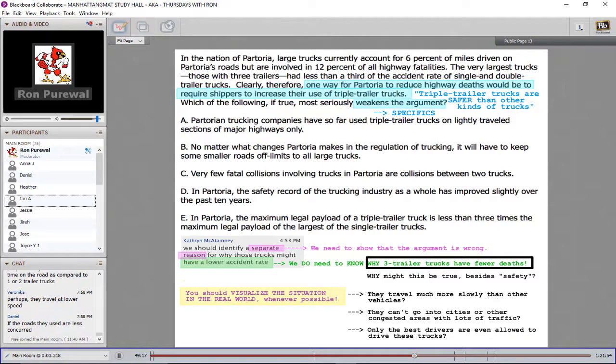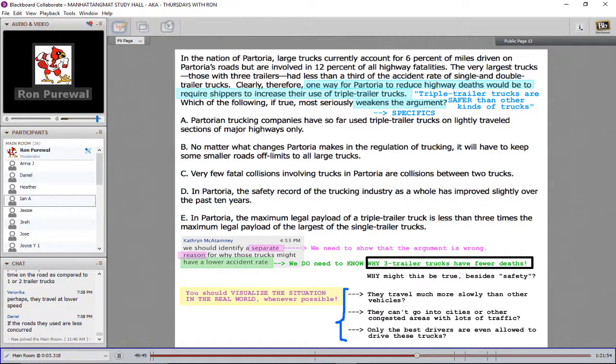Meaning maybe you're not even allowed to drive these unless you have a proven safety record. So, in other words, it's not the trucks that are safe, it's the drivers. It could be that, too. So this is also another thing that you should do when you review the problems: you should see if you can invent other correct answers to the problem.